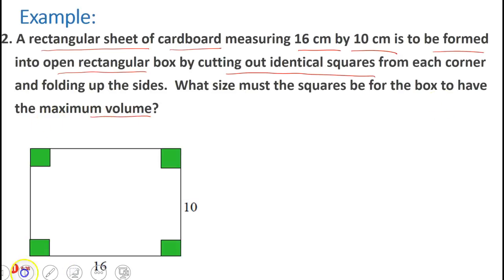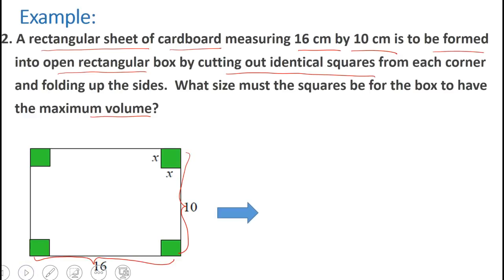Okay. So first of all, we have a rectangular sheet like this. The length is 16 cm, the width is 10 cm. We know that we have to cut the square at the corners. The green part represents the corner that we need to cut out. At this moment we do not know the side of the square, so we can let it be x. In this case, the side of the square is x cm each.